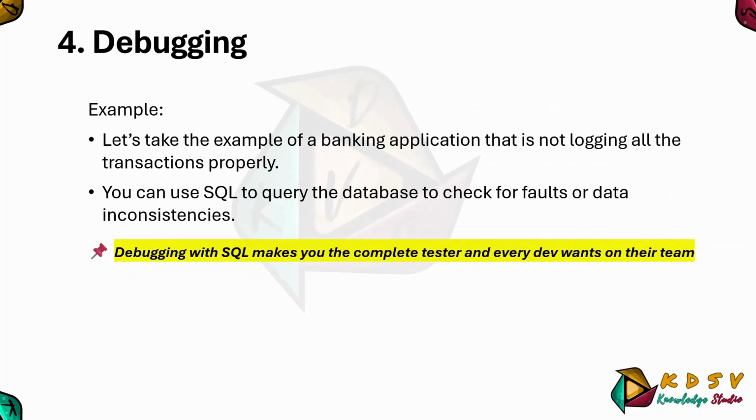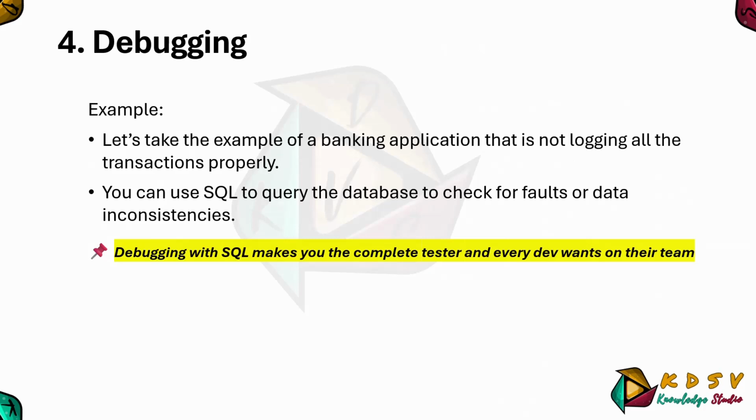Let's take a real world example to understand how SQL can help us in debugging the bugs that are not easy to see. Imagine you are testing a backend application and a user complains saying, I transferred 5,000 rupees yesterday, but I don't see it in my transaction history. As a QA engineer, your job is not just to say that the transaction is missing. You have to figure out why it is missing.